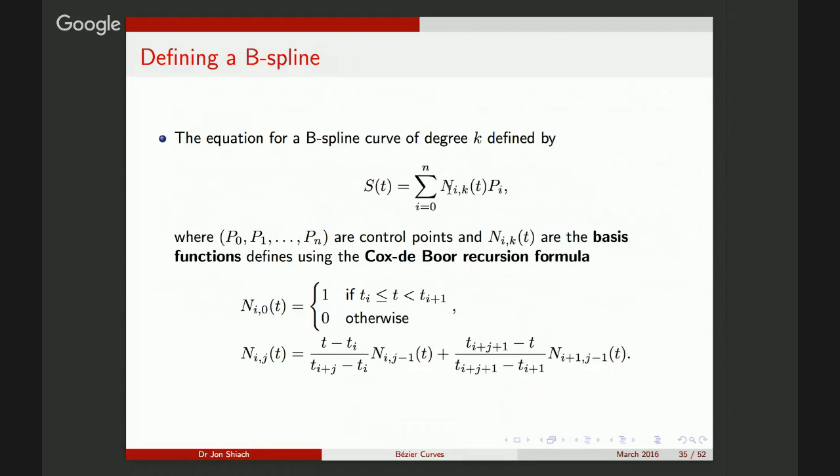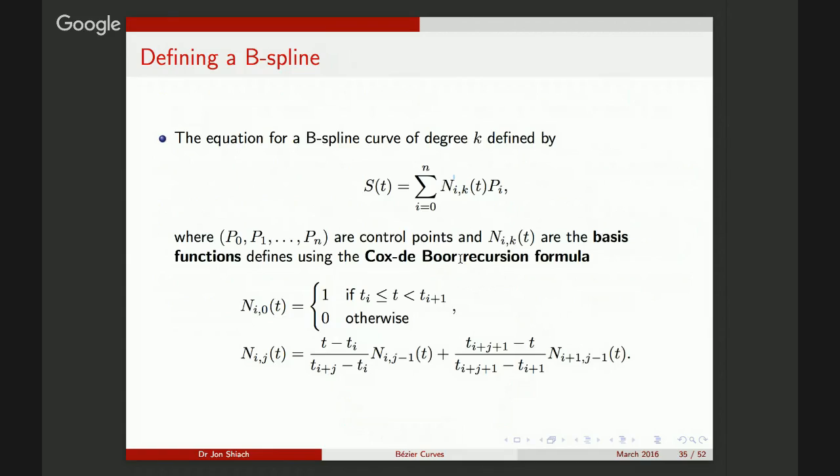And these are defined by using this Cox-de Boor recursion formula. Now, this is quite complicated. It's not something which I'm going to ask you to do. If you've got spare time on a Saturday night and you're a bit bored, you can do it. But yeah, it's good for you. It's nice algebra. But it's not something you'll be asked to do in an exam. So don't worry too much about that.